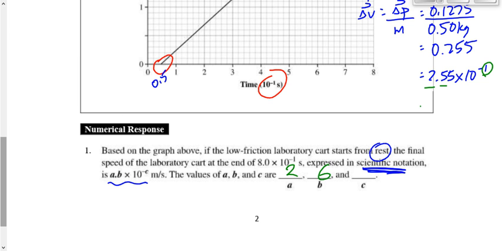Because the next digit is a 5. I don't care if there's 14 digits after that. Look at the next digit, and then either round up or down as a result of it being 5 or lower. So this becomes 2.6 times 10 to the negative 1, or 261.